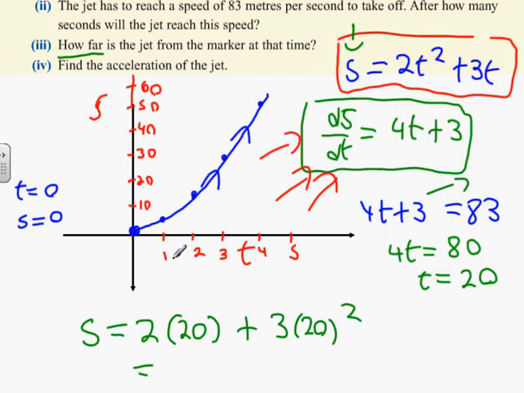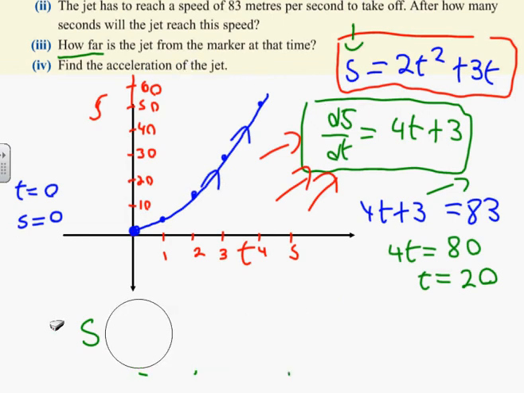1,240 meters. Okay, is that alright? Find the acceleration of the jet. What did I tell you earlier about the acceleration? Second derivative. Differentiate this part. How do you differentiate that? Anybody tell me? It just turns into d2s/dt squared, and most people are telling me 4.